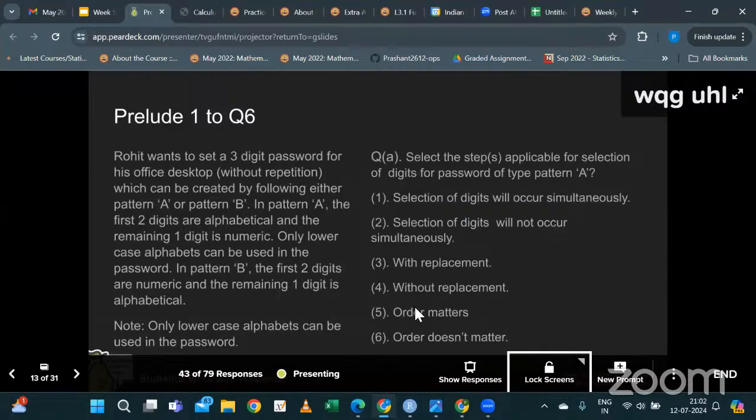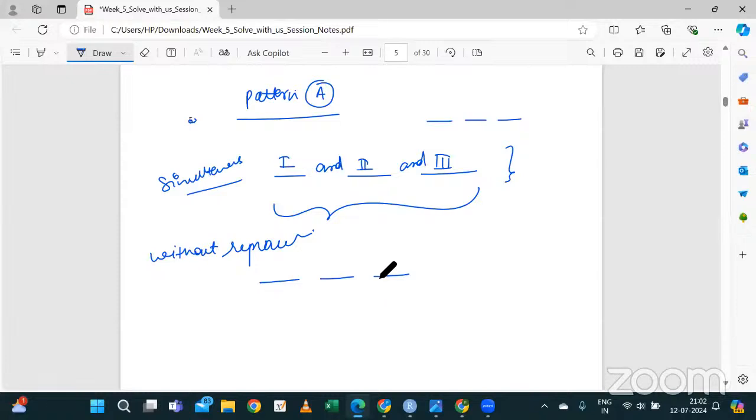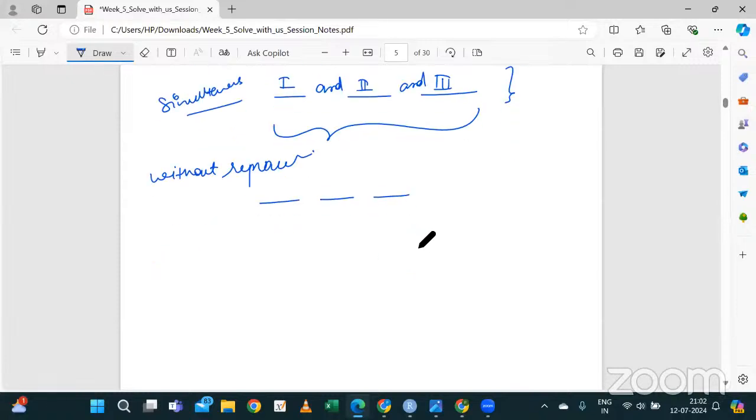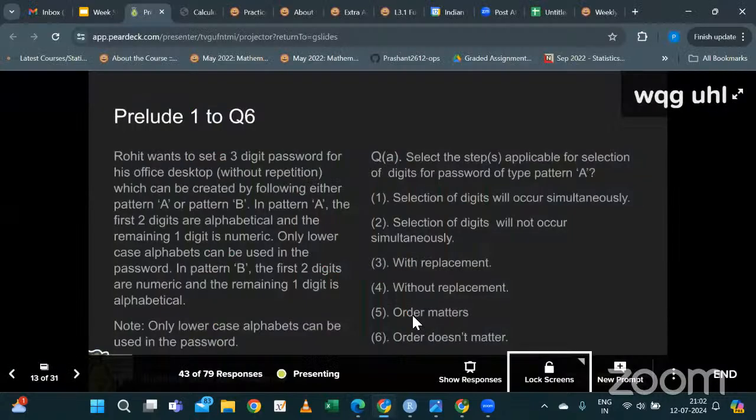Now we have to think about whether order matters or not. Suppose I have created a password, let's say DF3 or FD3. Are these two passwords the same or different? Different. So order will matter, because this is a different password and this is a different password. Is it clear? So 1, 4, and 5 are correct, right?